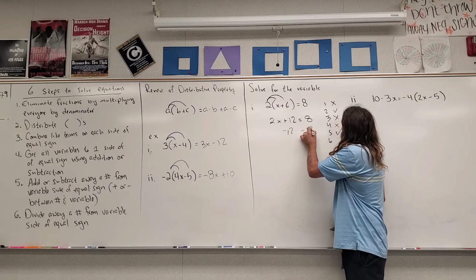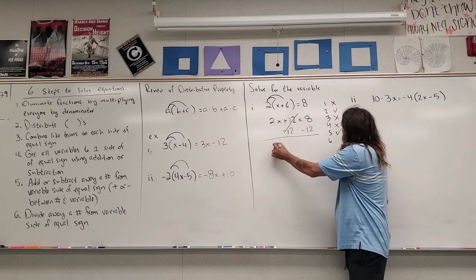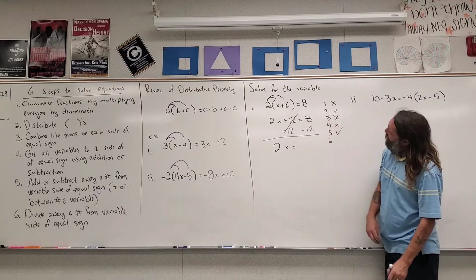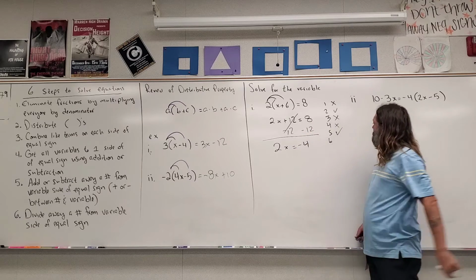Minus 12, minus 12. All right, so the 12s on my left are going to cancel out. I'm left with 2x, and 2x is equal to, if I have 8, I owe 12. That means that I still owe 4. I owe more than I have, so my outcome is going to become negative.